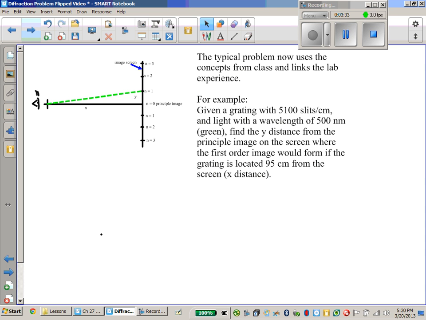So what they're looking for here is the Y distance. So we're looking for this quantity. In order to do that, we have to actually use both of our equations. We have to first of all take our theoretical equation from class, which said that d sine theta equals n lambda.